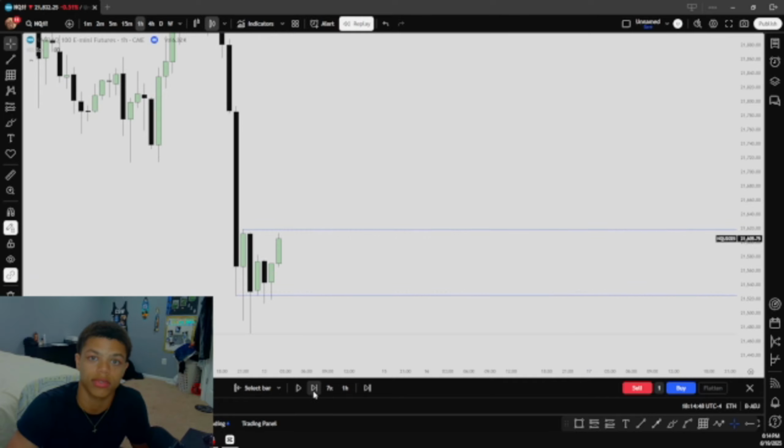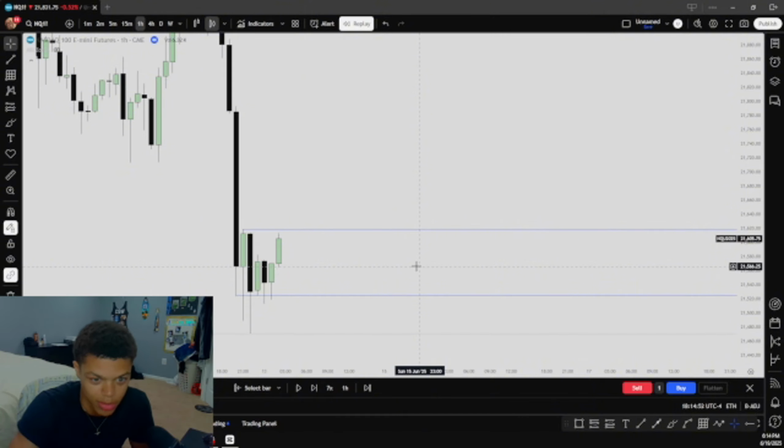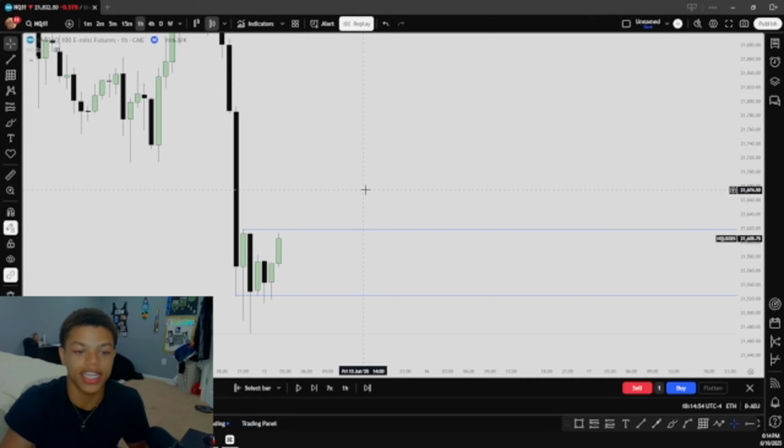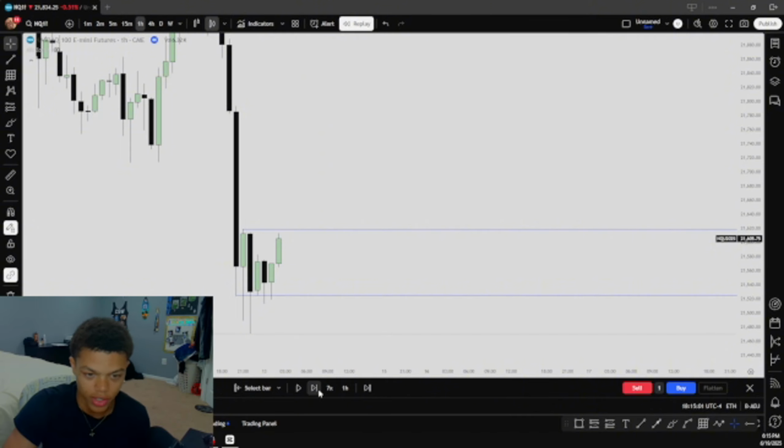Boom. This is a break of structure? Y'all tell me. No, it's not a damn break of structure, bro. It's not a damn break of structure. Did it close above the previous highs? Is that above the line? No, it's not above the line. So it's not a break of structure.